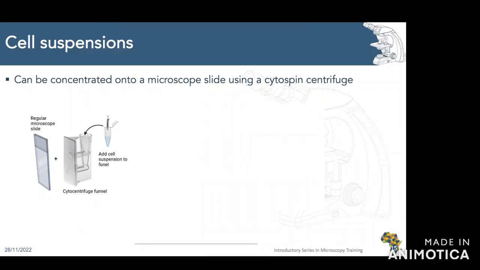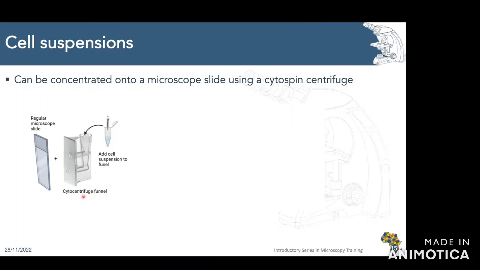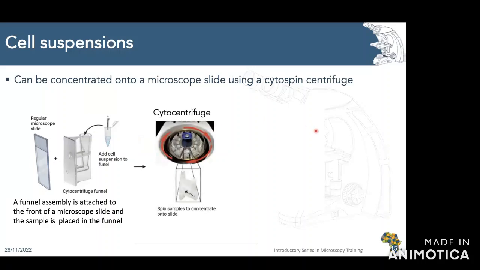And essentially, all that you're doing is you have this funnel system. I hope everyone can see, let me just put this onto laser. You have the cytocentrifuge funnel that has this little hole here. It would be placed onto a microscope slide. And this little funnel here is where you would put your sample. We do this a lot in the immunology lab. It's a really nice way of looking at cells. So you attach this all together, and then it's placed in the cytocentrifuge.